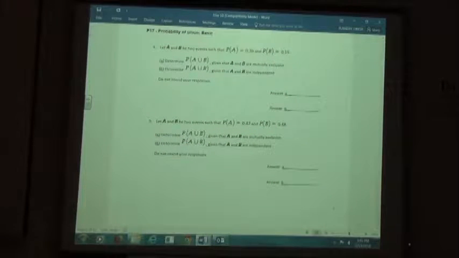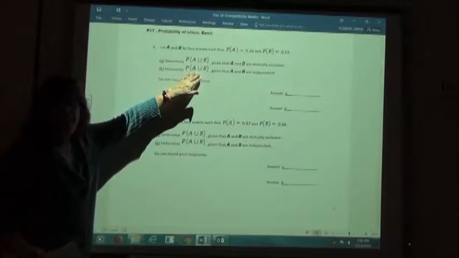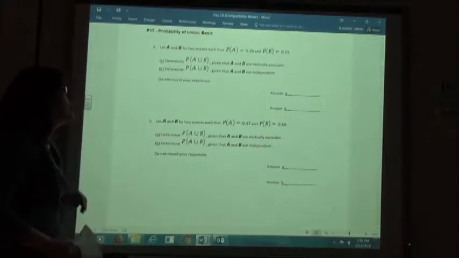So A and B are going to be two events, and they give us the probability of A being 36%, the probability of B being 15%. Determine the probability of A or B, given that A and B are mutually exclusive. And then we have A or B, given that they are independent. Now, we've actually already done the independent one. We're adding in the mutually exclusive.